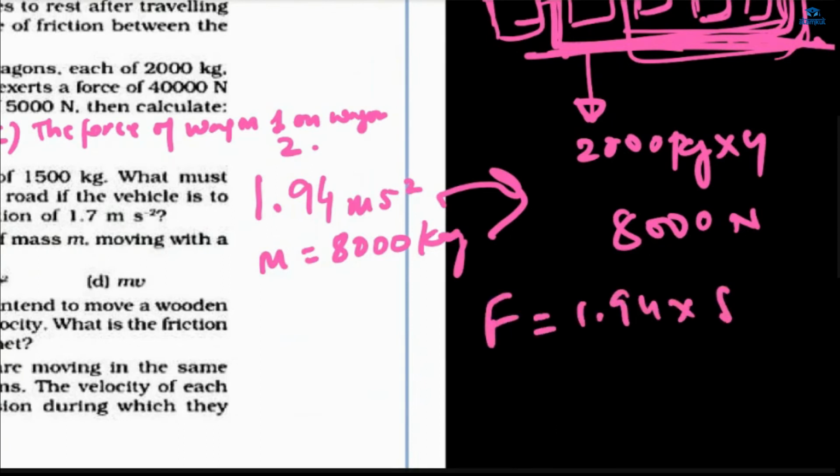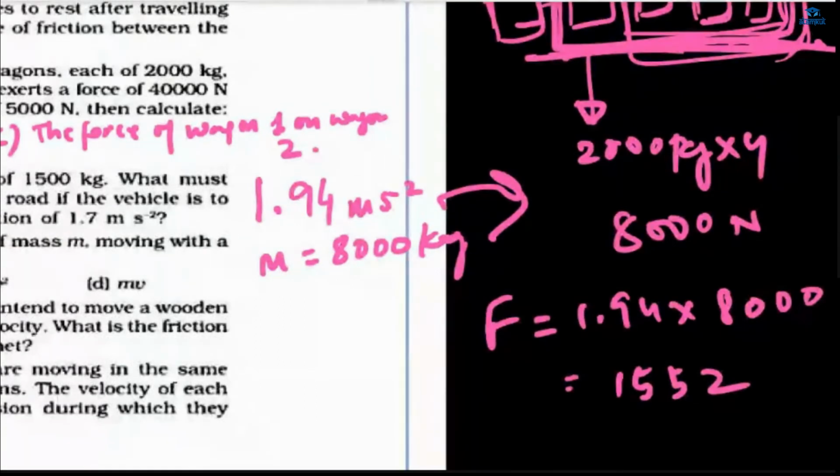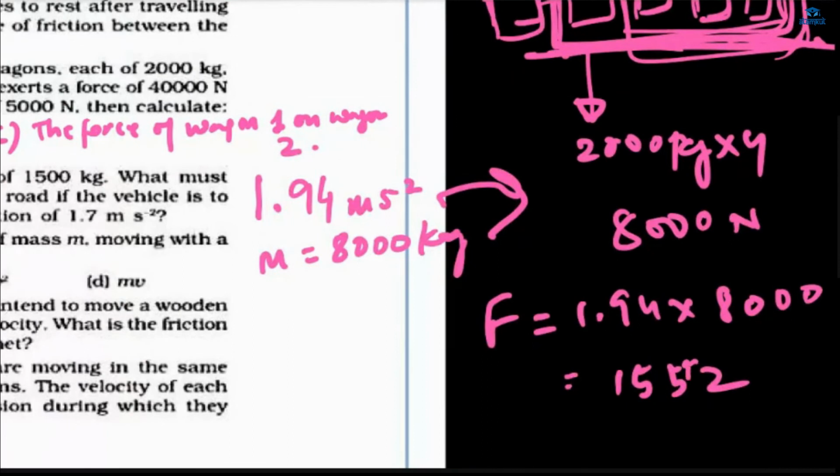So you will get F as 1.94 into 8,000. It's almost 155.2 Newton. Triple five Newton. Don't forget units.